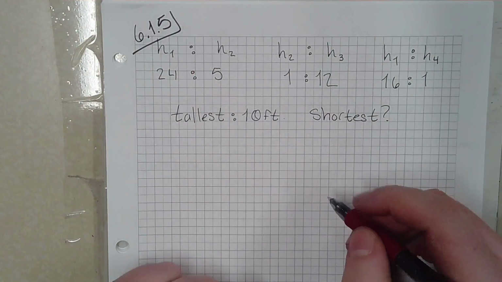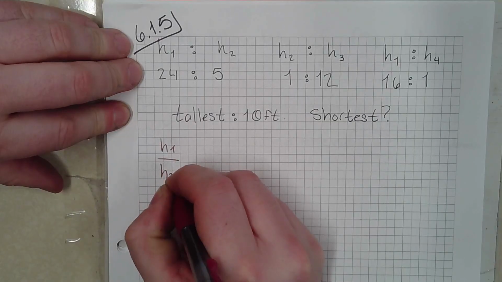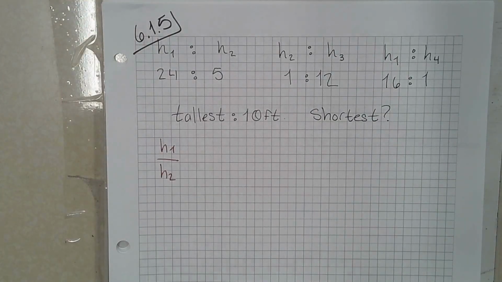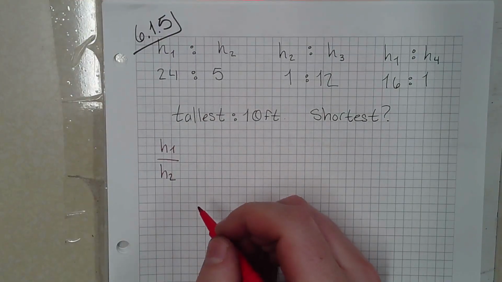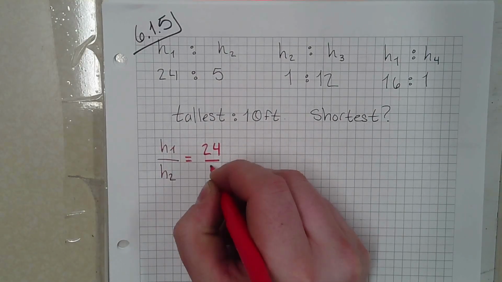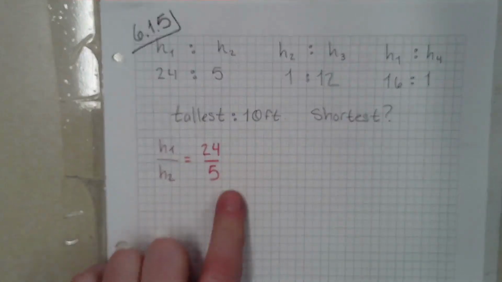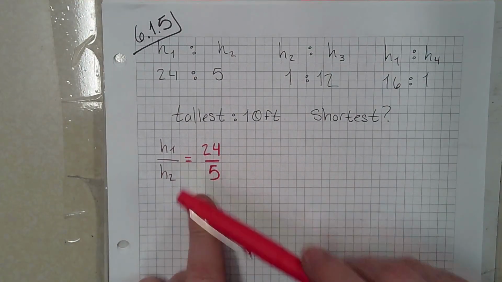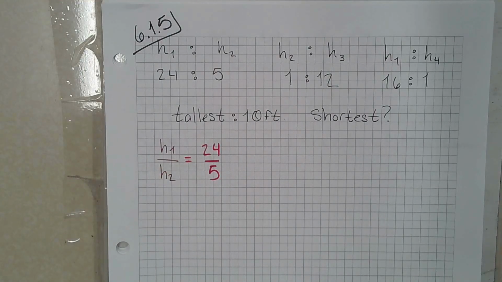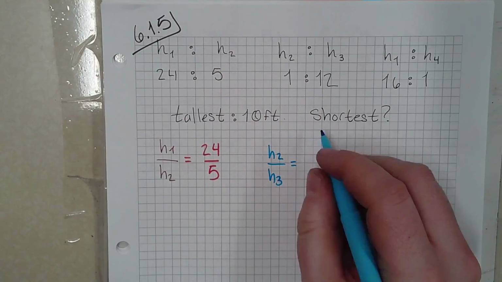If you notice, these are ratios. So you can think of height 1 over height 2 instead of thinking of it as a ratio like this. Here, let me use thicker pens. And we know that this ratio is 24 to 5. Now, without changing this problem, I can multiply this by 2 over 2, 3 over 3, 4 over 4, and I'll get a relationship that is equal to 24 over 5. And we're going to use this fact to help us out because we know height 2 to height 3 is going to be 1 to 12.